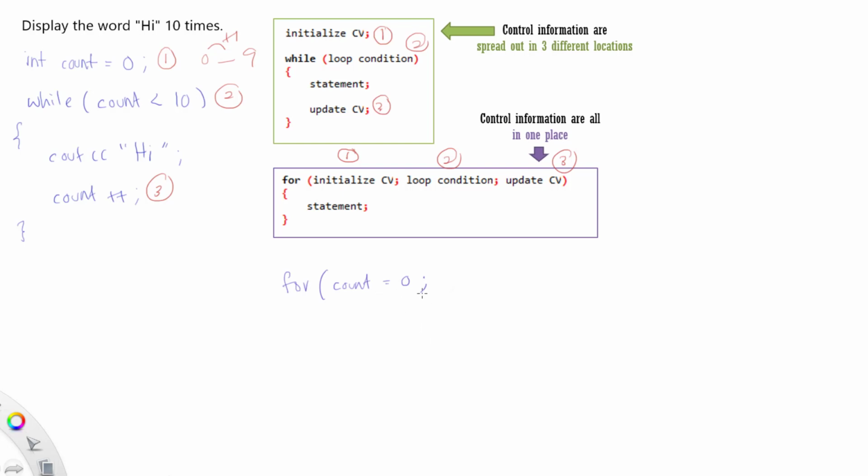You can write it like this, or you can also include the data type directly in here. You can also write for int count equals to 0. You can also do that.